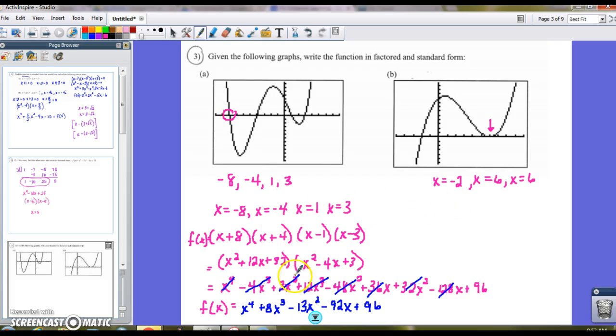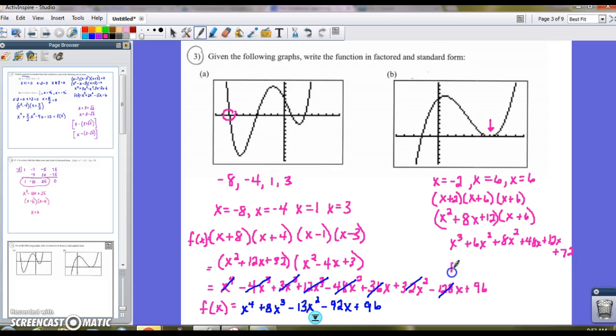And from there, I would go through the same process I did over here. So I end up with x plus 2 times x plus 6 times x plus 6. And that would give me x squared plus 8x plus 12 times x plus 6, which would give me x cubed plus 6x squared plus 8x squared plus 48x plus 12x plus 72. So my final answer there, I'll do this in another color, f of x would equal x cubed plus 14x squared plus 60x plus 72, assuming I did all my arithmetic correctly.